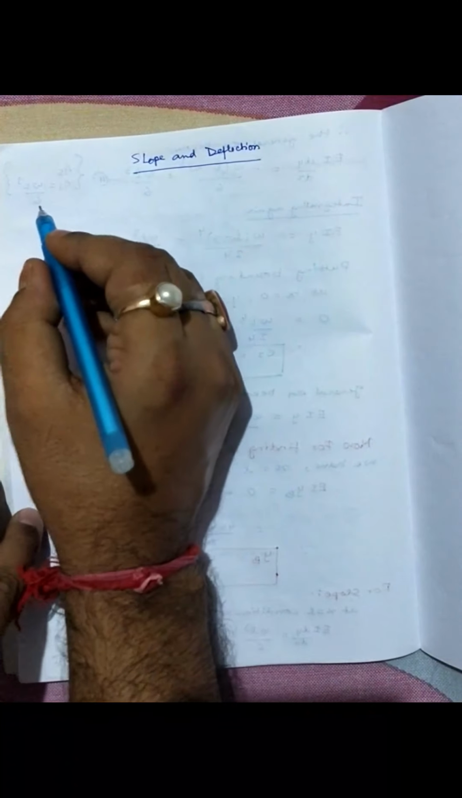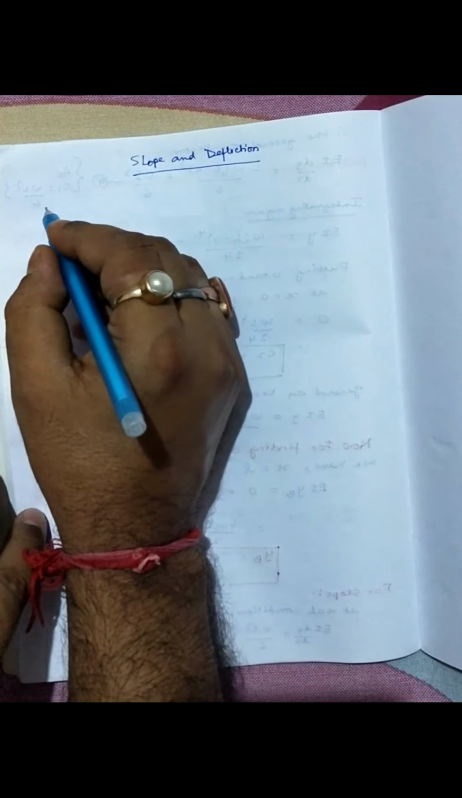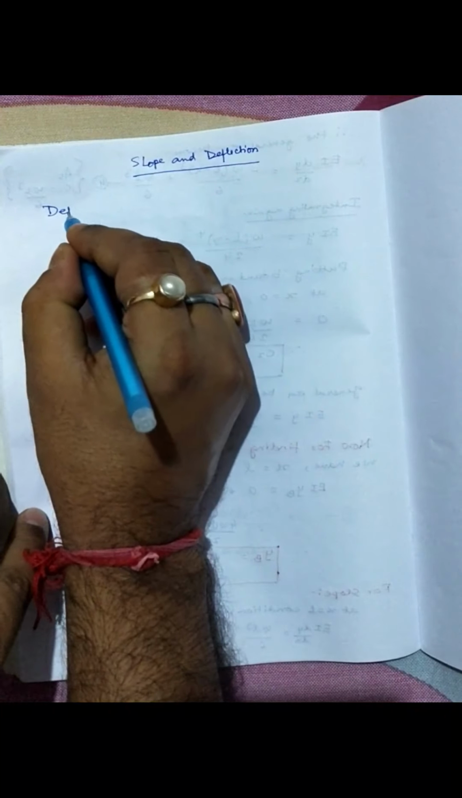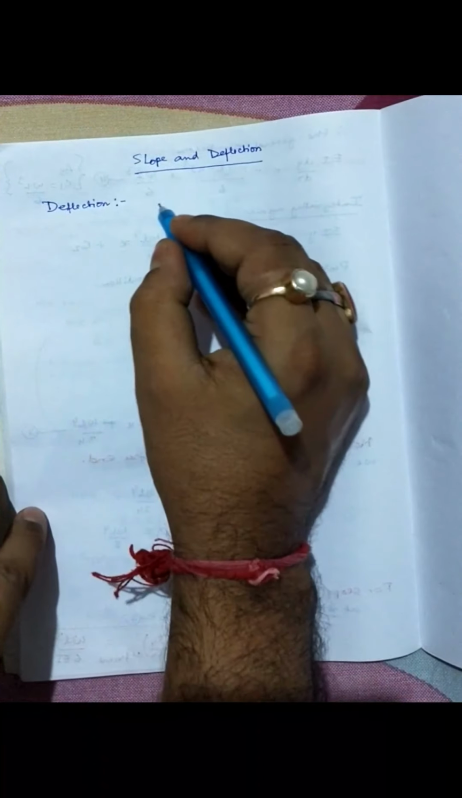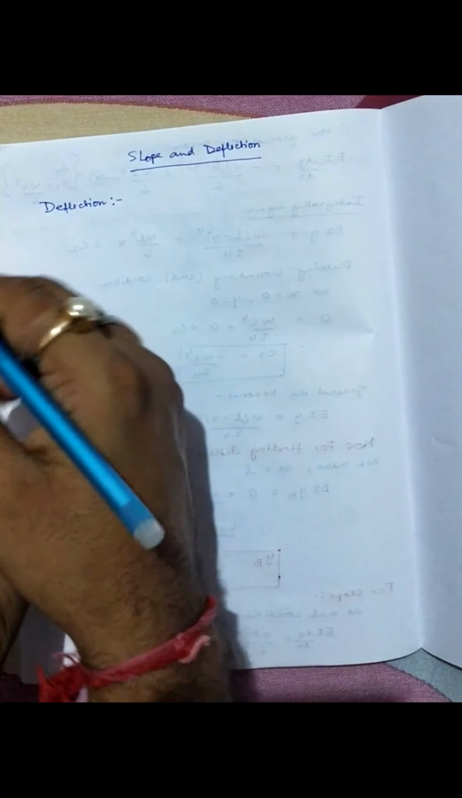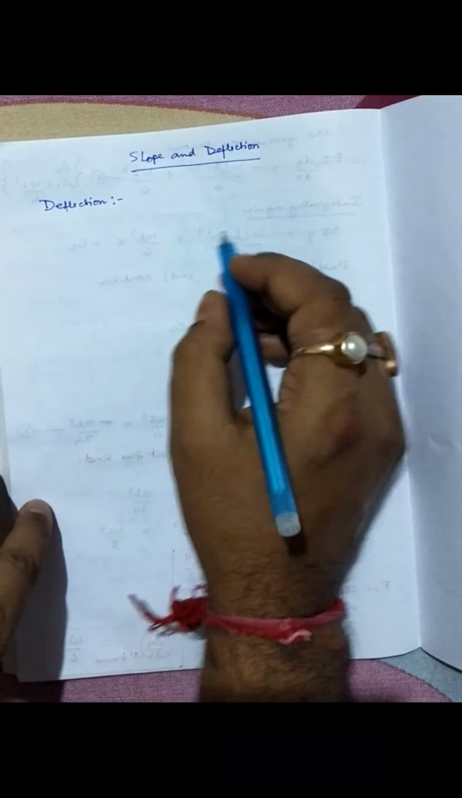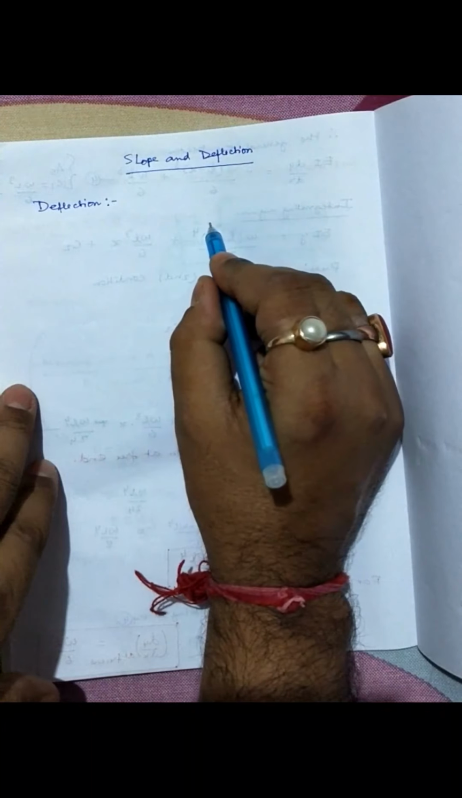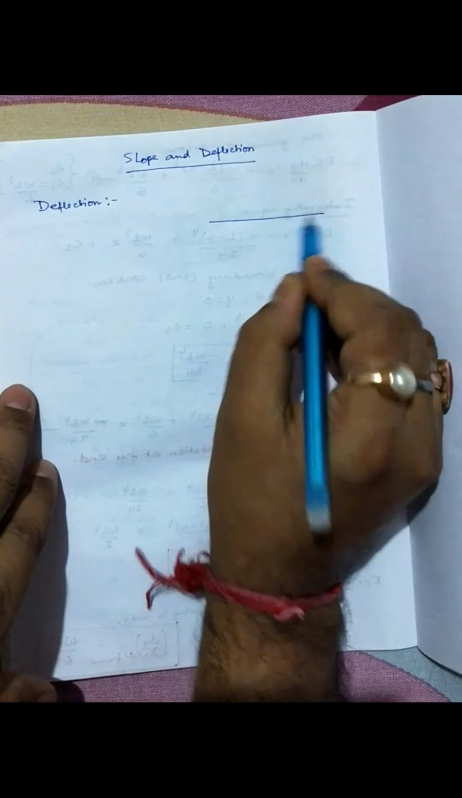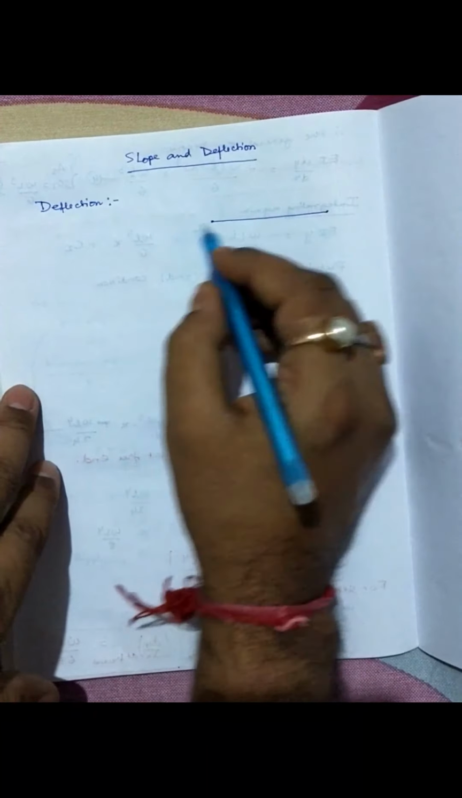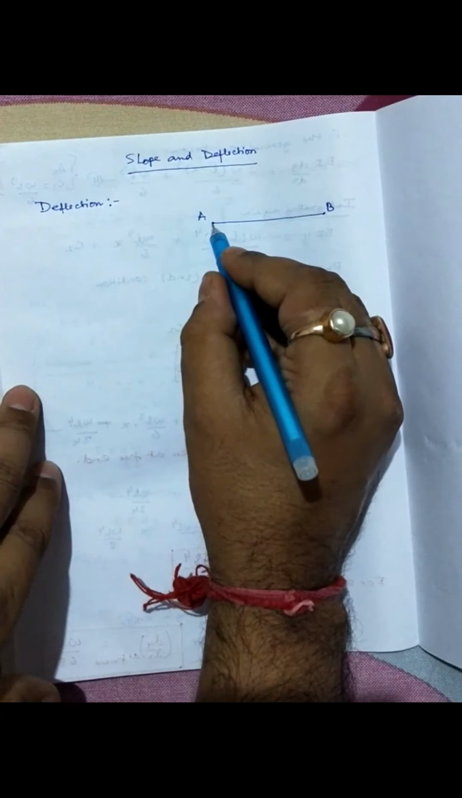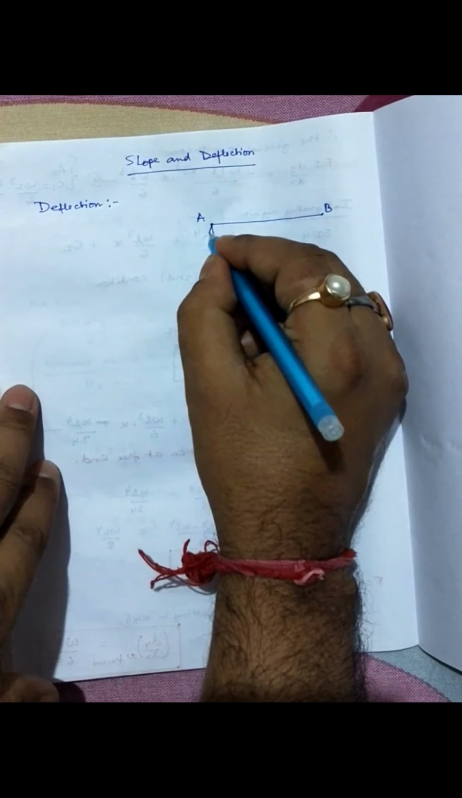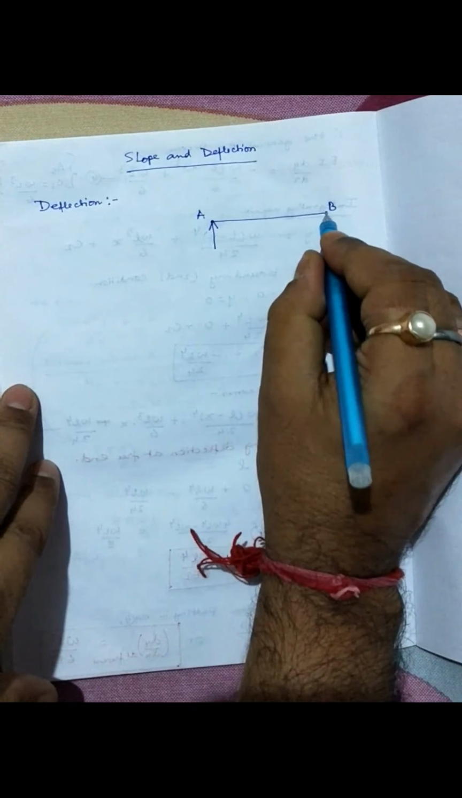When we talk about the definition of deflection, let us consider deflection. What is deflection? It is the vertical distance of the beam which is measured before and after loading. If you consider a diagram here, for example, a simply supported beam, this is point A and this is point B, the two ends of the simply supported beam. These are the supports at point A and point B.